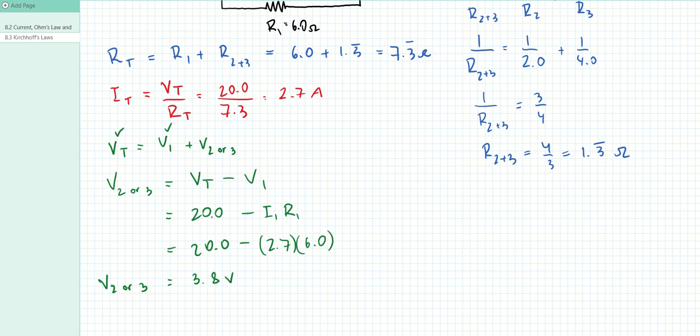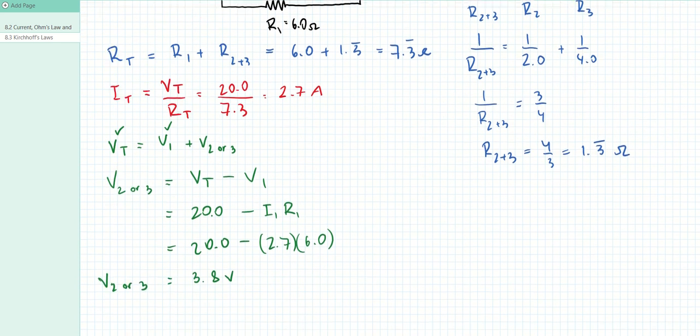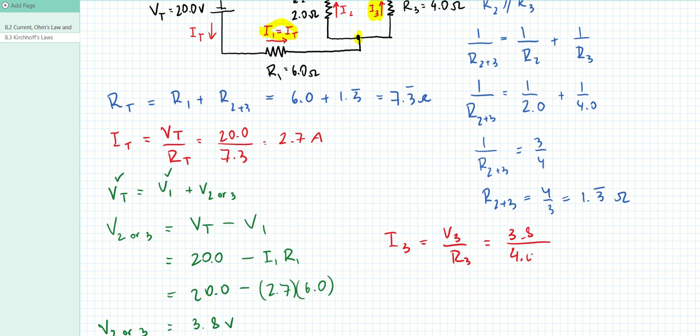And once you know that, then you can find the current across the R3. So let's find our current I3. So let me switch to red for current. So I3 is going to equal V3 over R3. Now I just found my V3. I know my R3 already. So this is going to be 3.8 over 4. So this is volts, this is ohms, and this is 0.95 amps.